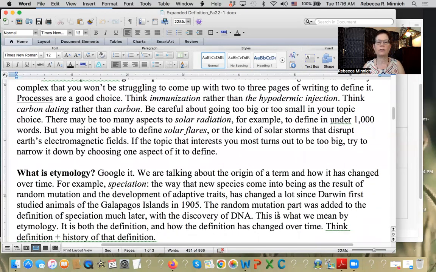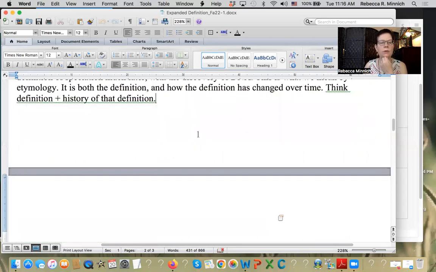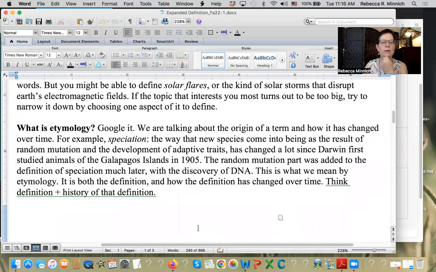Things that were discovered more than 20 years ago but are still in use today, those are good for this assignment. You want to make sure that you understand what etymology is. So please Google it, find the definition of etymology. It is really about the way that a word's meaning has changed over time because of historical developments.